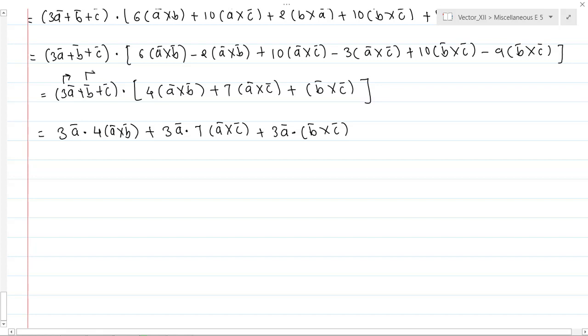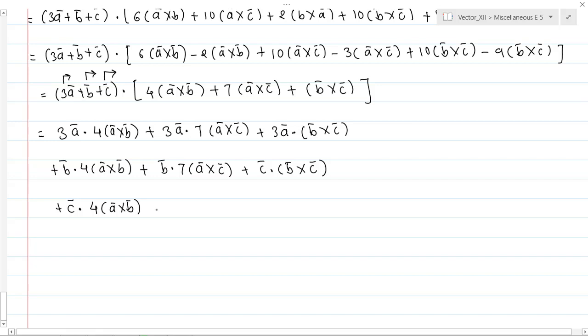Now let's do the same for B bar. So we have plus B bar dot 4 into A bar cross B bar plus B bar dot 7 into A bar cross C bar plus C bar dot B bar cross C bar. This is done with B. Now let's do for C: plus C bar dot 4 into A bar cross B bar plus C bar dot 7 into A bar cross C bar and plus C bar dot B bar cross C bar.